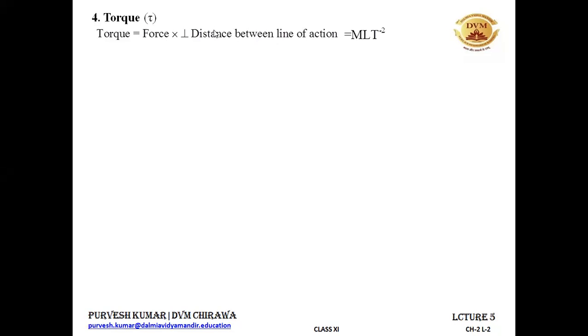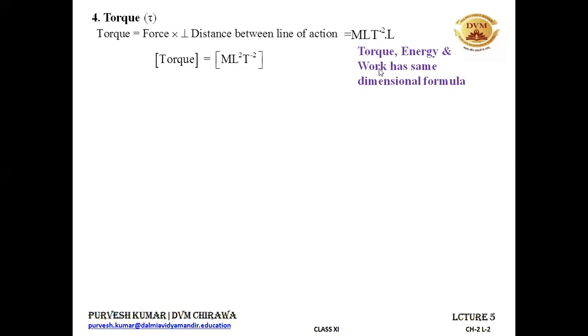So it is some kind of distance. Distance has dimension L. So you can write it like this as L. All right. Now it becomes ML2 T minus 2. So you can write the dimensional formula for torque as ML2 T minus 2. All right. And you can see that this dimensional formula is similar to the dimensional formula of work as well as of energy.